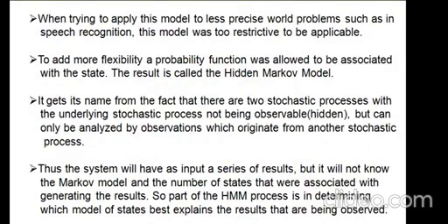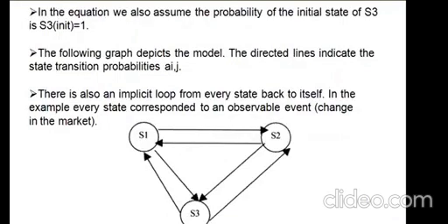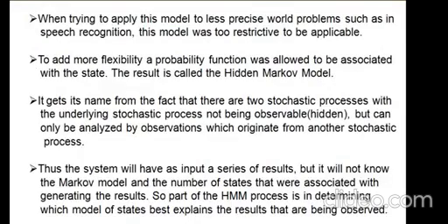So what is the meaning of this point, in order to add more flexibility? Observe this graph. For these arrows, for this transition, you have to add the statistics. Already I said, you need to add the probability. So to add more flexibility, a probability function was allowed to be associated with the state. The result is called the hidden Markov model.